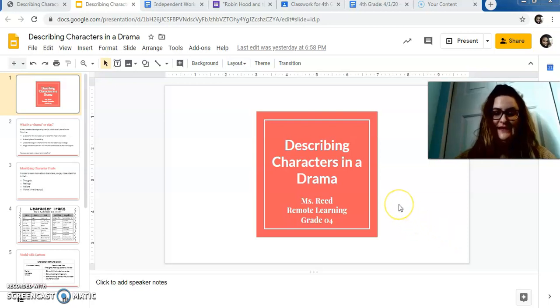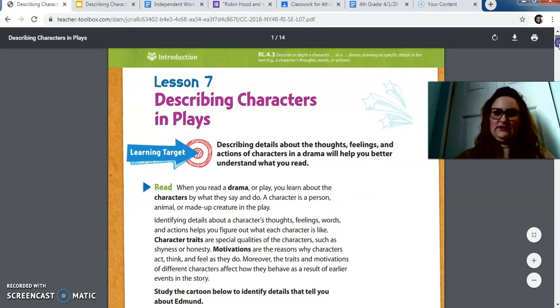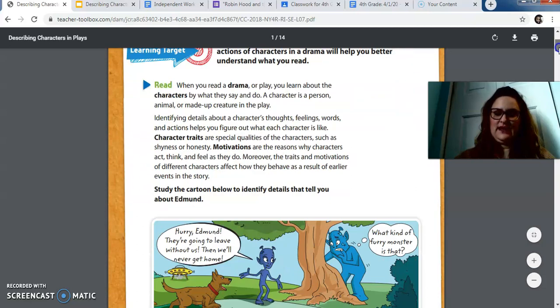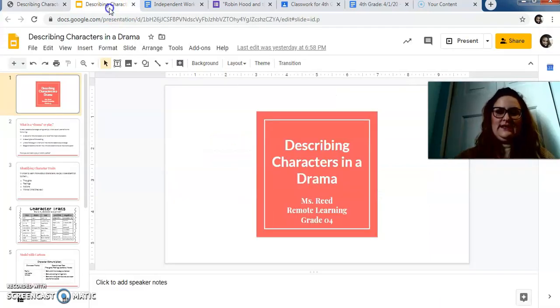Hi guys, it's Miss Reading. Today, lesson 10 is describing characters, specifically in a drama, although you could apply what we do today to any type of fictional text where you're trying to describe a character. So you should have this open. These are the materials that you need today, describing characters in a text. We're going to focus on this cartoon in a second.